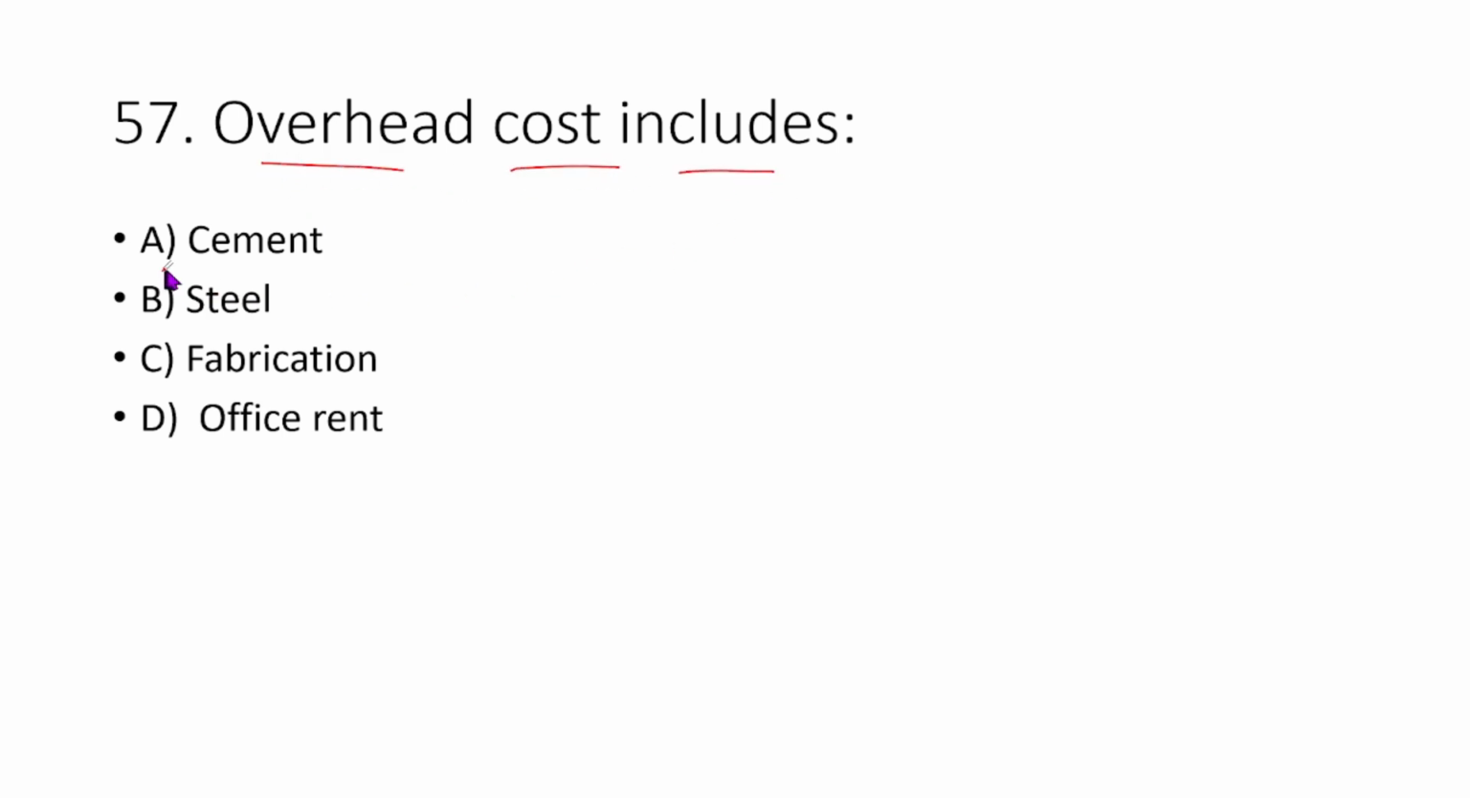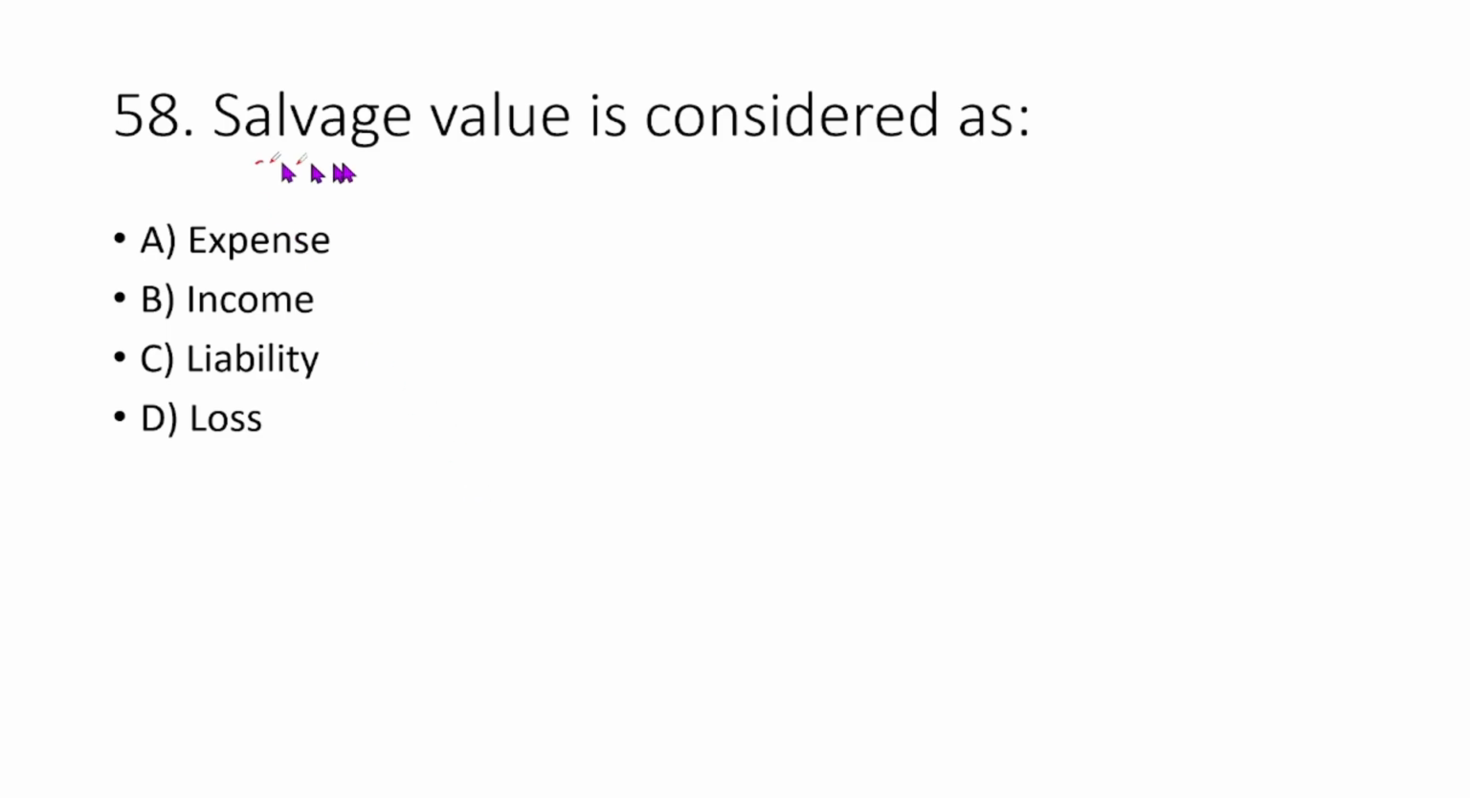Overhead costs include cement, steel, fabrication, or office rent. So the right answer is office rent. Salvage value is considered as expense, income, liability, loss. So the right answer is income.